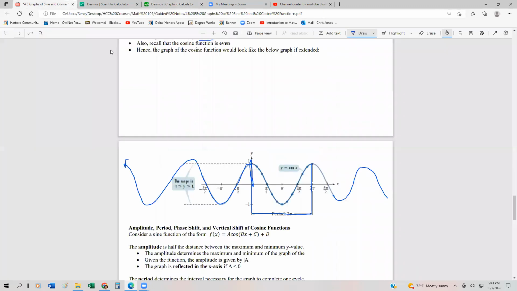In the next video, we're going to do the exact same thing that we did in the sine function videos, where we identify those key characteristics of the graph, such as the amplitude, the phase shift, the period, as well as the vertical transformation and the reflections in the graph.